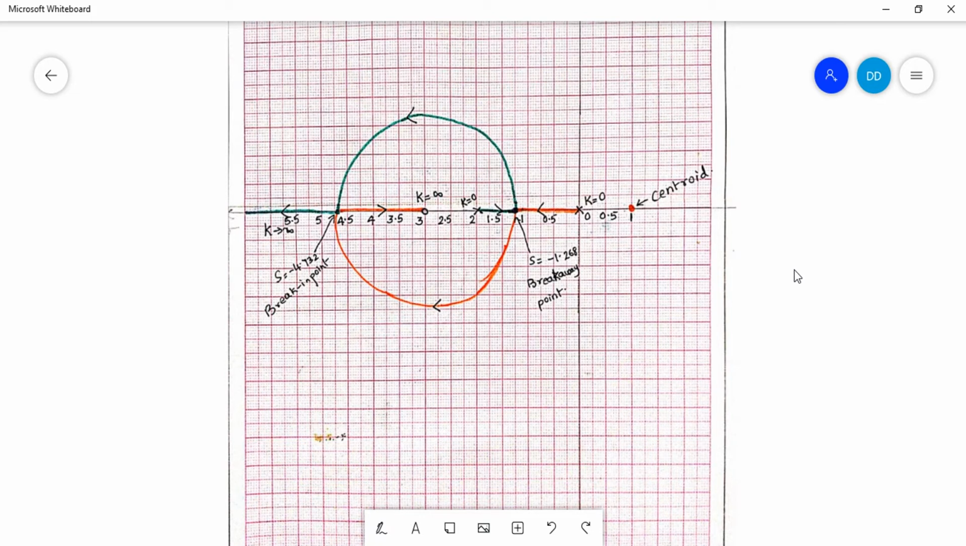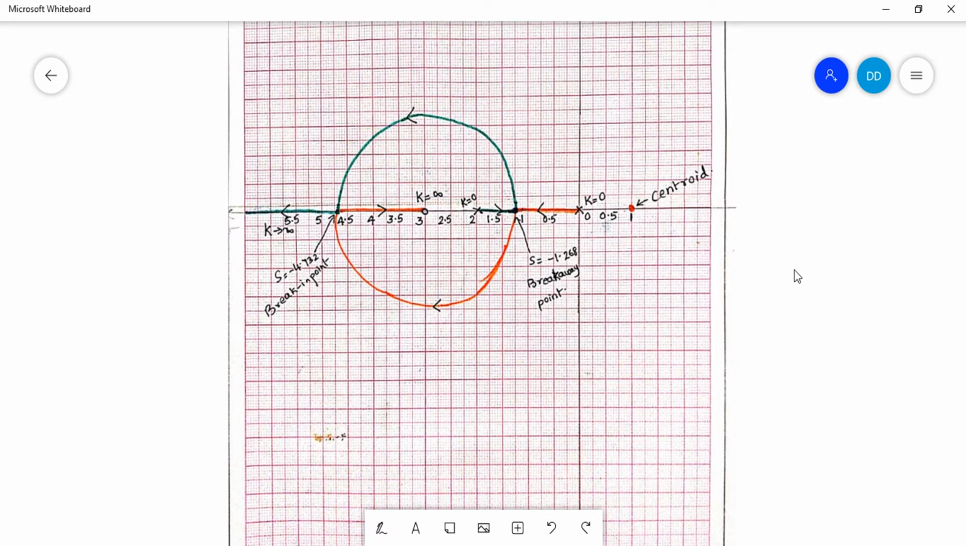So remember, we have two breakpoints. One is at minus 1.268 and the other one is at minus 4.732. So breakaway point is at minus 1.268, break-in point is at minus 4.732. So at break-in the branch should enter, at breakaway it should divert.